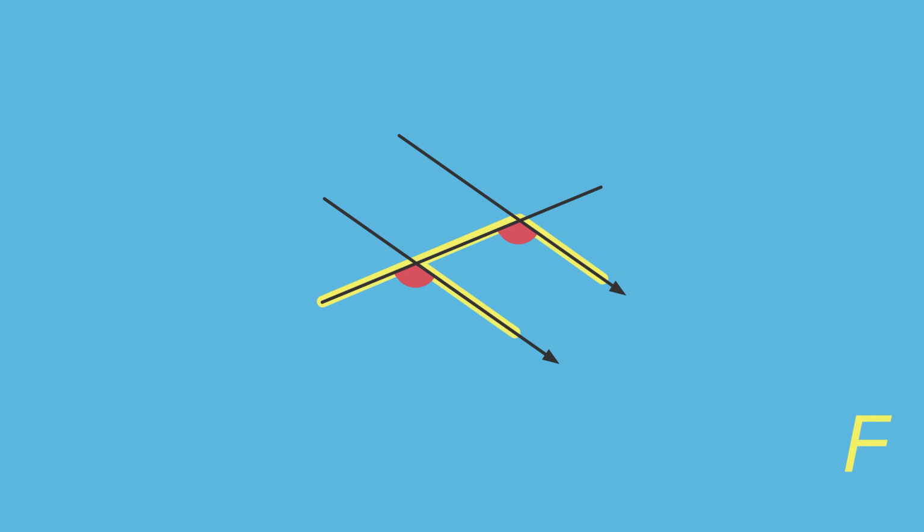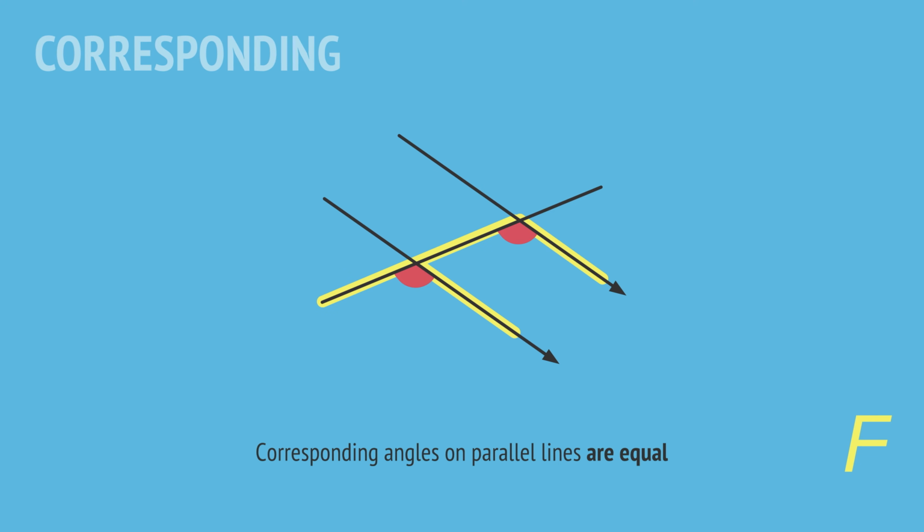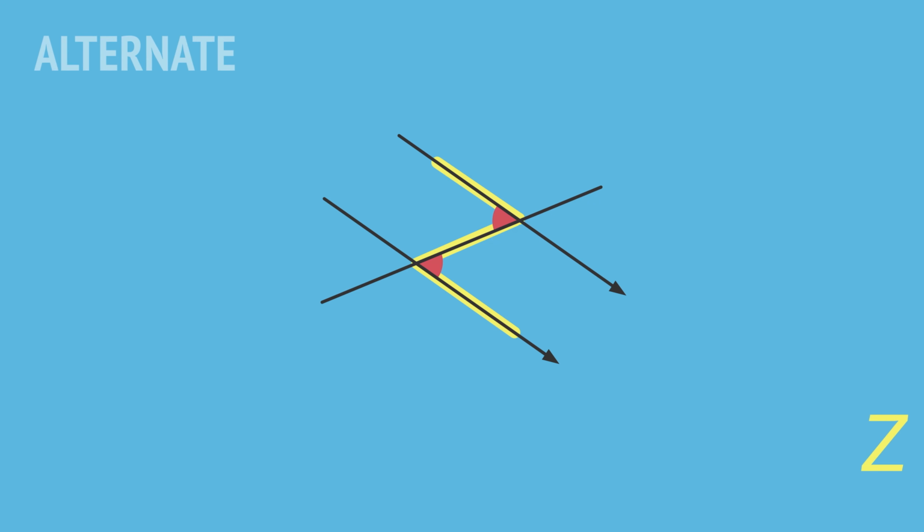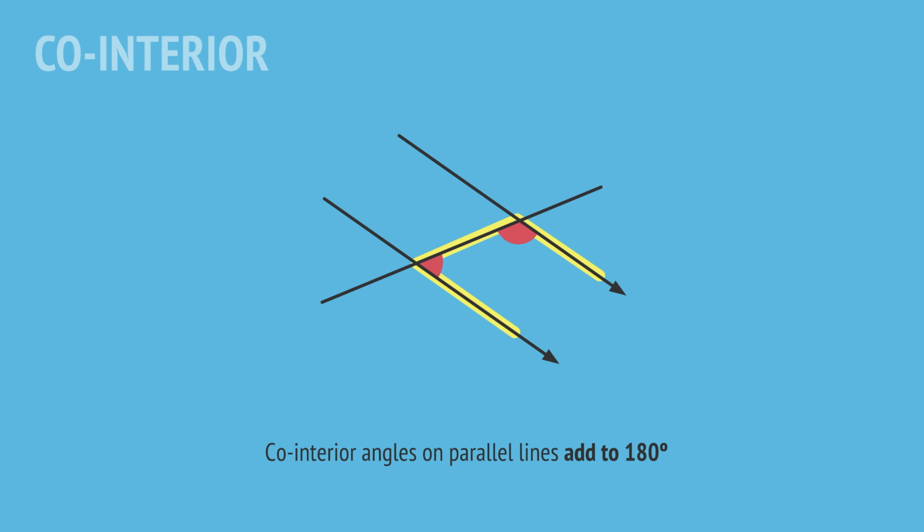Whenever we see a line crossing a pair of parallel lines, we'll want to look out for pairs of these angles. For example, here's a pair of corresponding angles, and so this pair are equal. Here is a pair of alternate angles, and so this pair are also equal. And this pair are co-interior angles, and so they add to 180 degrees.